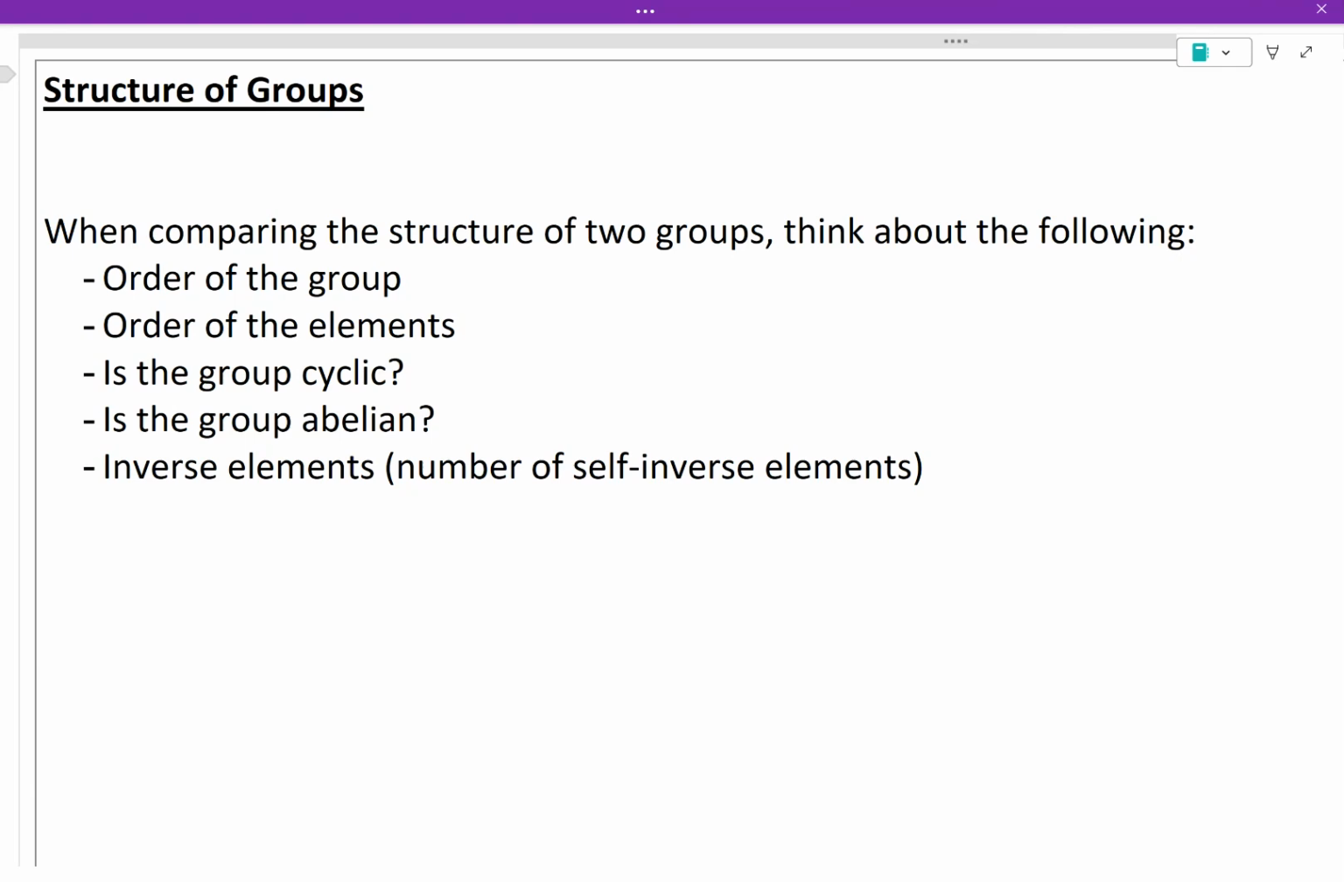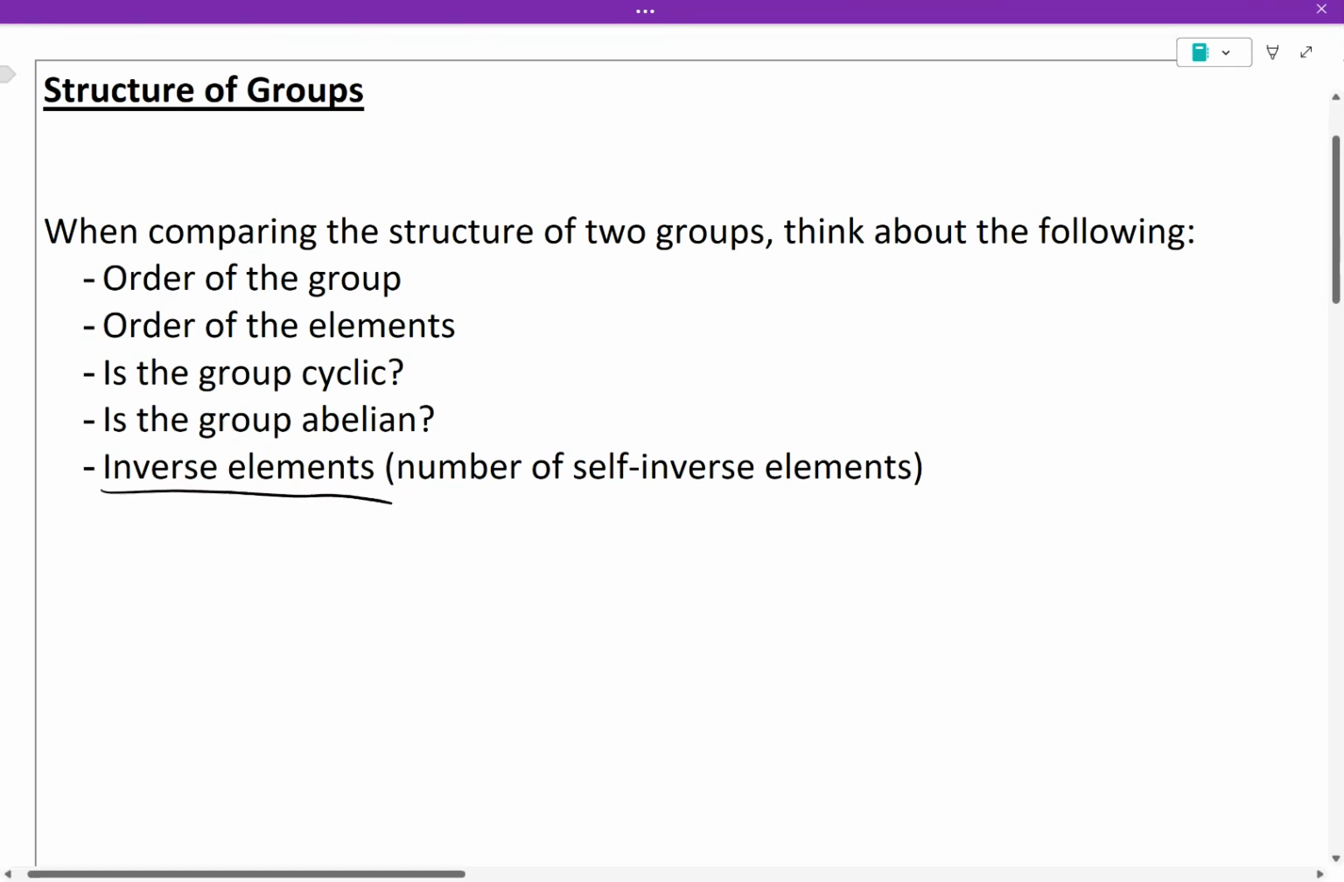Then the orders of the individual elements, especially if you have a group of the same order, or let's investigate the orders: how many self-inverse elements, for example, does one group have, and compare it to the other one, and so on.